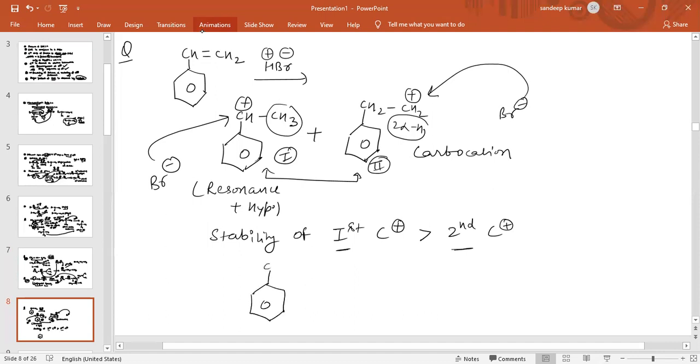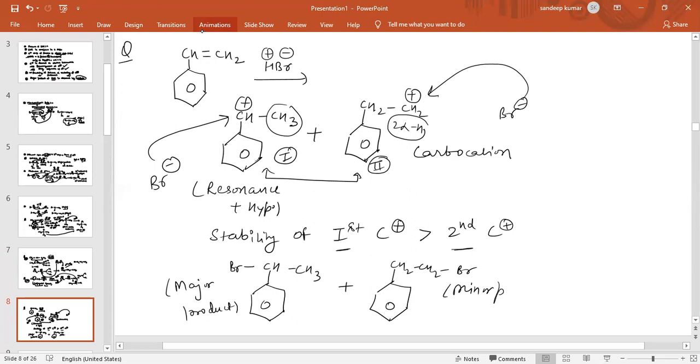So after the attack of nucleophile, this product is obtained as the major product, and this product is obtained as the minor product.